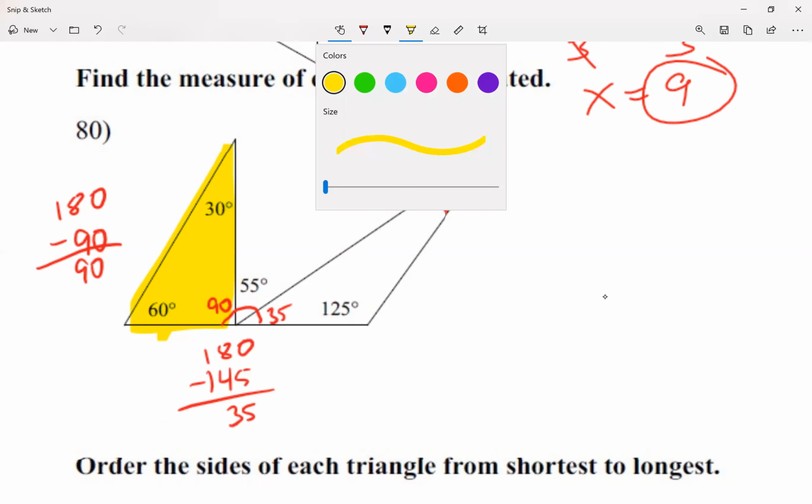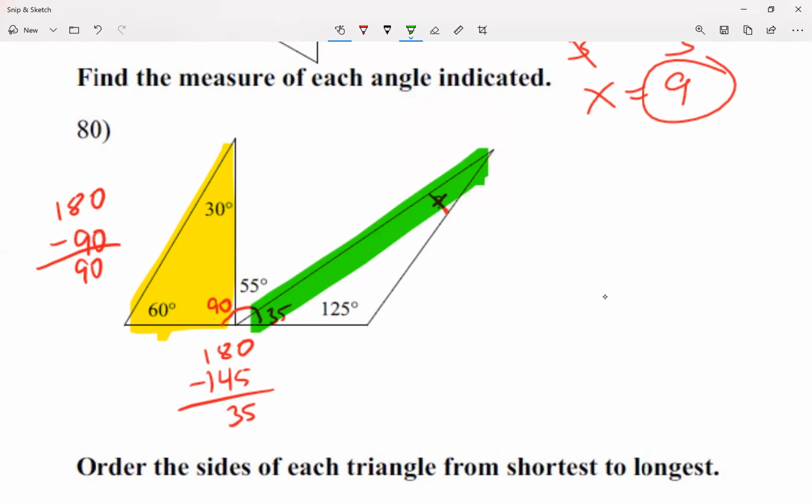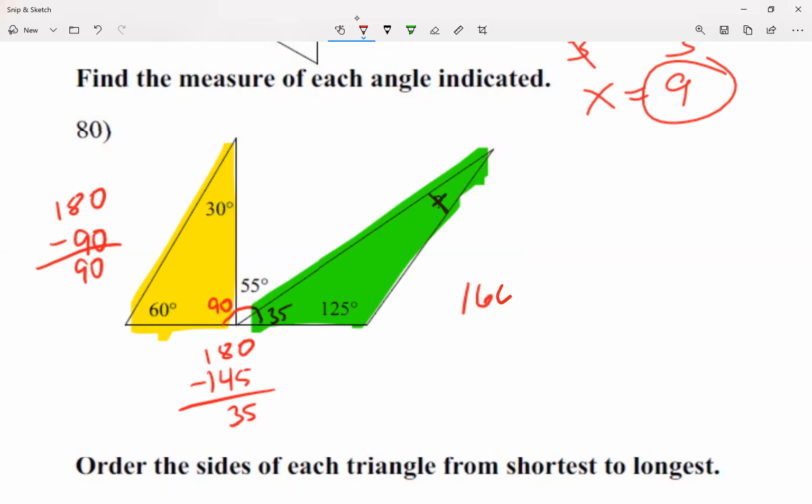Now, I can solve for x. Now, I'm looking at this triangle. I have two angles, right? 35 and 125. If I add those two angles, 35, 125, that is 160. Let me subtract this from 180, and my answer will be 20. X equals 20.